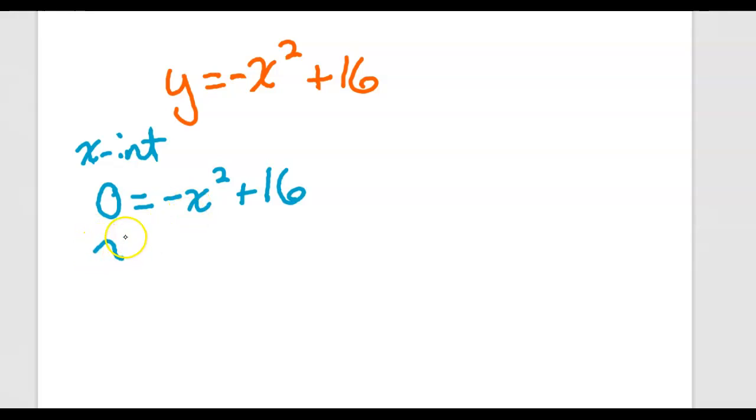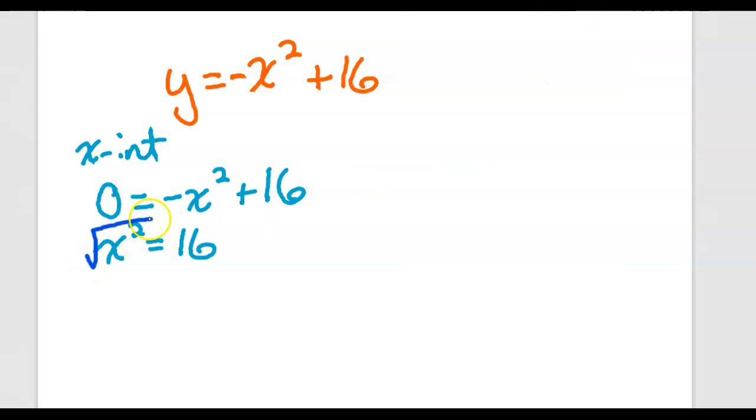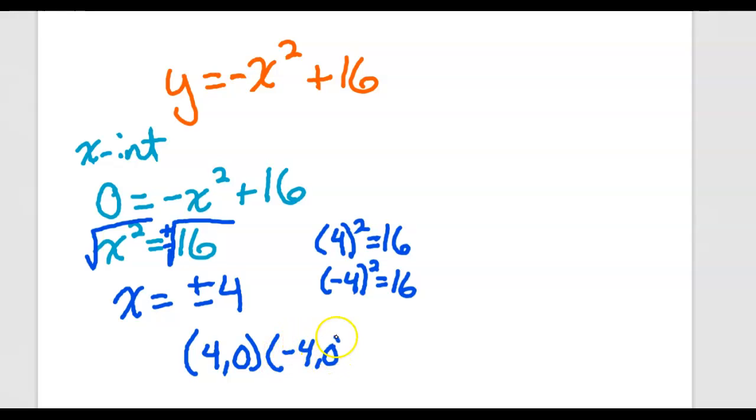I'm going to move my x squared to the other side. So I'm going to add x squared, mainly just because I want a positive x squared. And then I'm going to take the square root of both sides. But again, I'm going to take plus or minus. Because if I have x, it could be a positive or a negative 4. Again, think about it. If I have 4 squared, that's going to give me 16. If I have negative 4 squared, it will also give me 16. So this is where I have 2 x-intercepts. I have one at (4, 0), and another at (negative 4, 0).